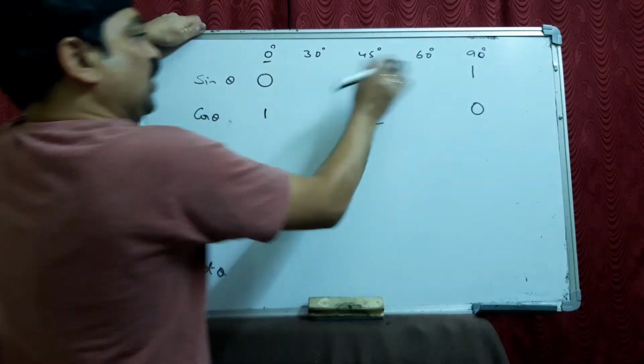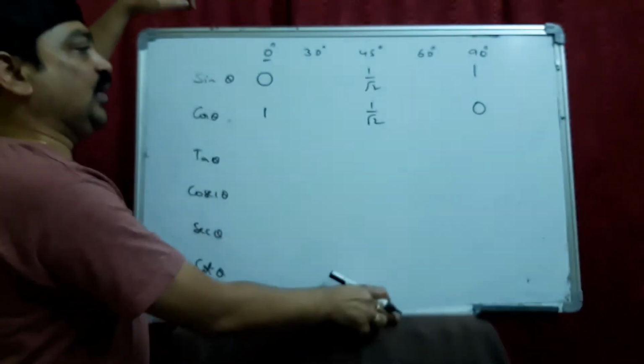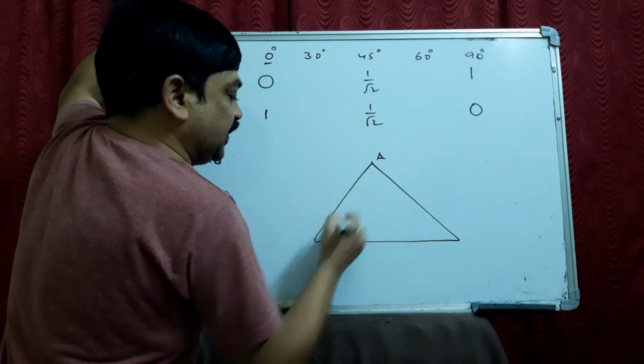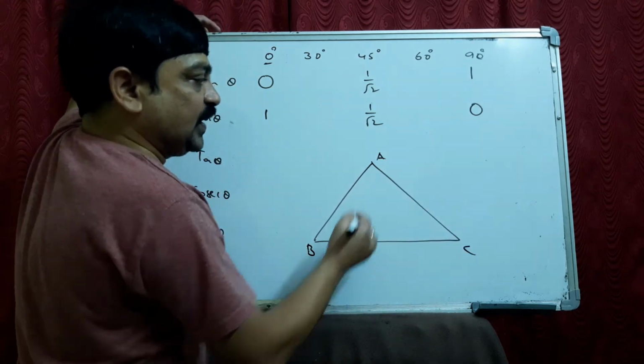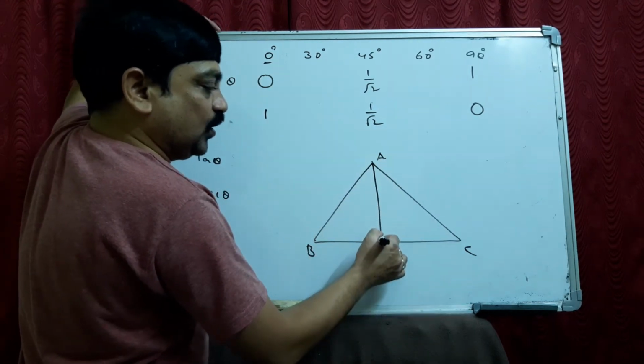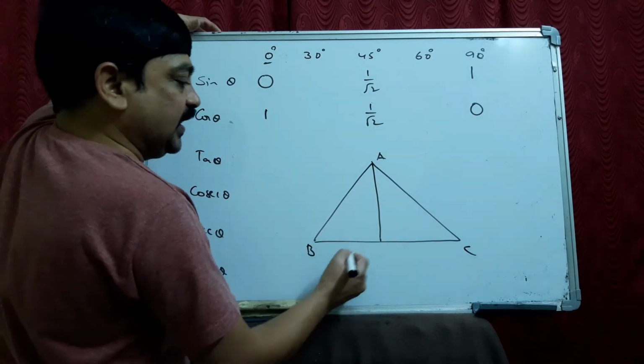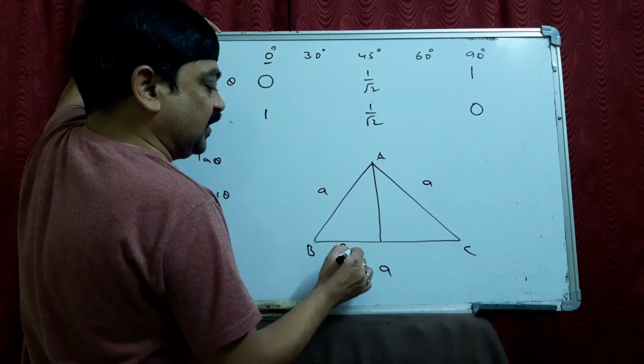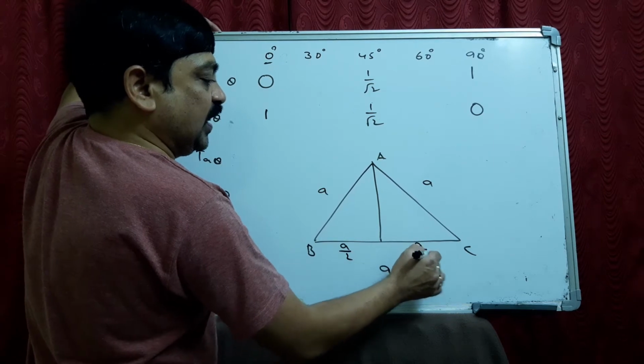60 and 30 are left. Okay. For 60 and 30, I take an equilateral triangle. Equilateral means all the angles are 60. So when I take a perpendicular bisector, which is 90, it will meet exactly at the midpoint, A by 2, A by 2.